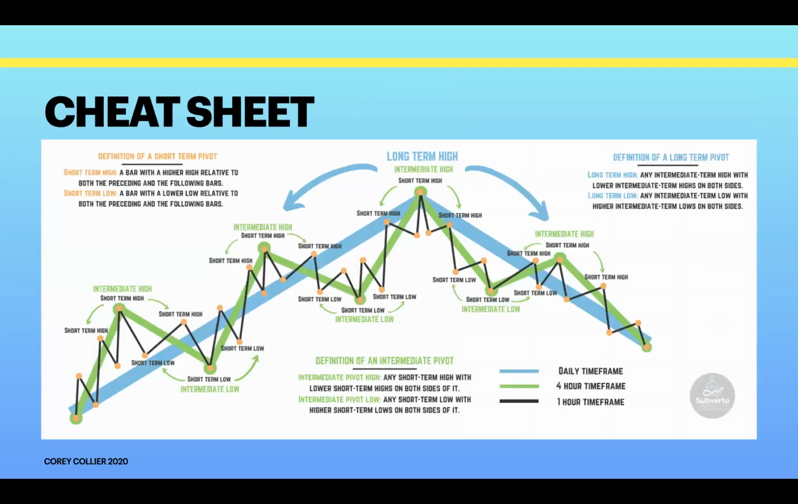Now, take a picture. This is the cheat sheet, guys. This is the sauce, man. Screenshot it. Let me break this down for you guys. Hey, I screenshot it, Tommy, put it up.